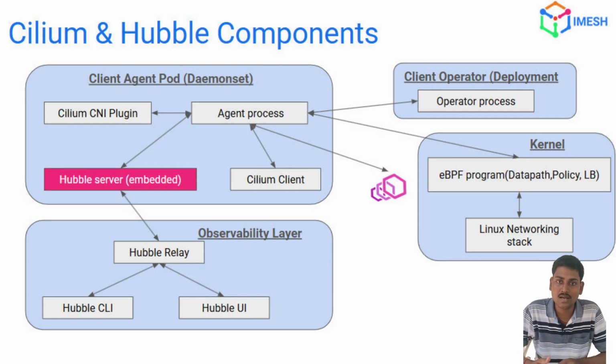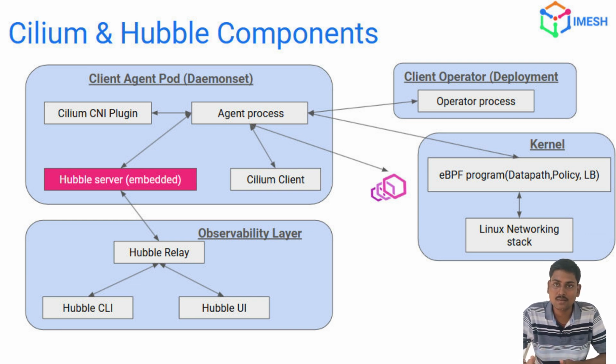And finally, we have the embedded Hubble server. This is the agent's eyes and ears. It collects all the rich network flow data directly from eBPF. This is what powers the Hubble UI, giving you that amazing real-time visibility into which services are communicating without adding any performance overhead.